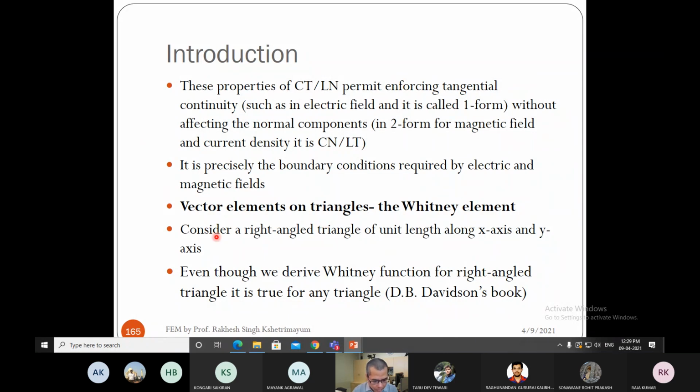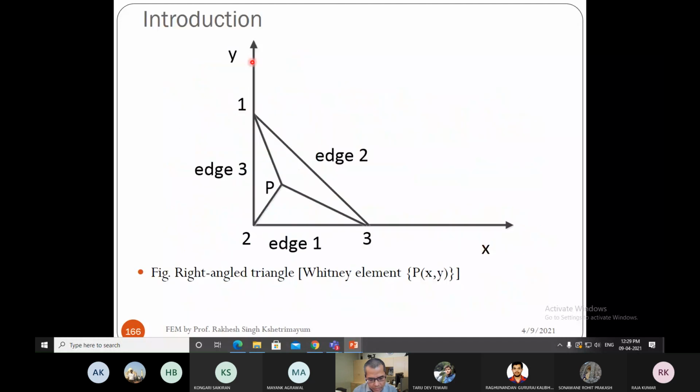So let us try to find out what is Whitney element, the vector elements on a triangle. So this is what is actually used in the isobasis, this kind of element. So we'll discuss that. Let us try to simplify, consider a right angle triangle of unit length along the x-axis and y-axis. This is right angle triangle. So from there we'll derive it.